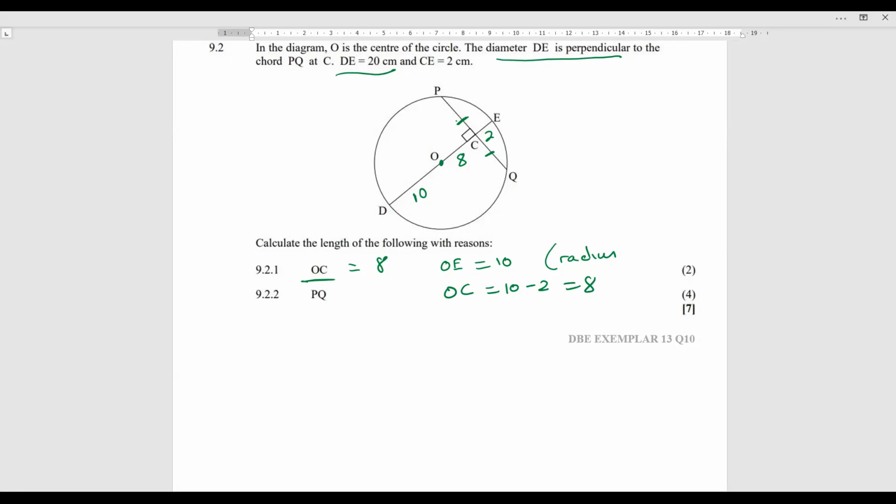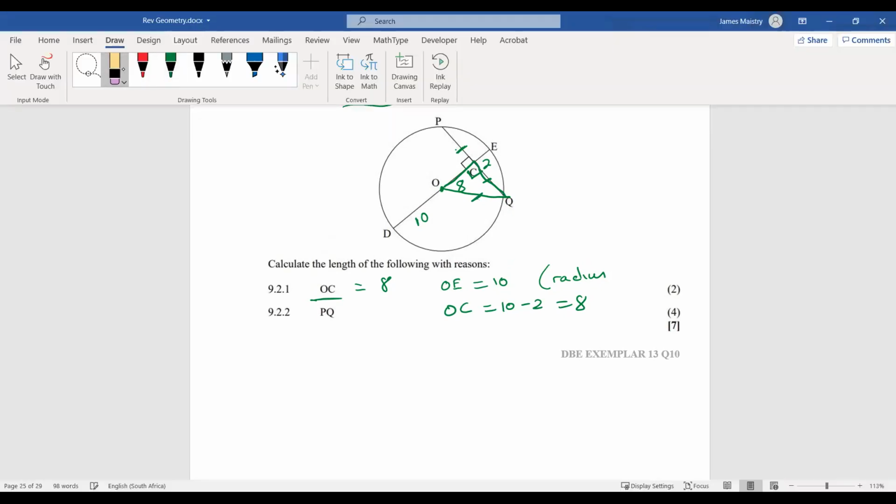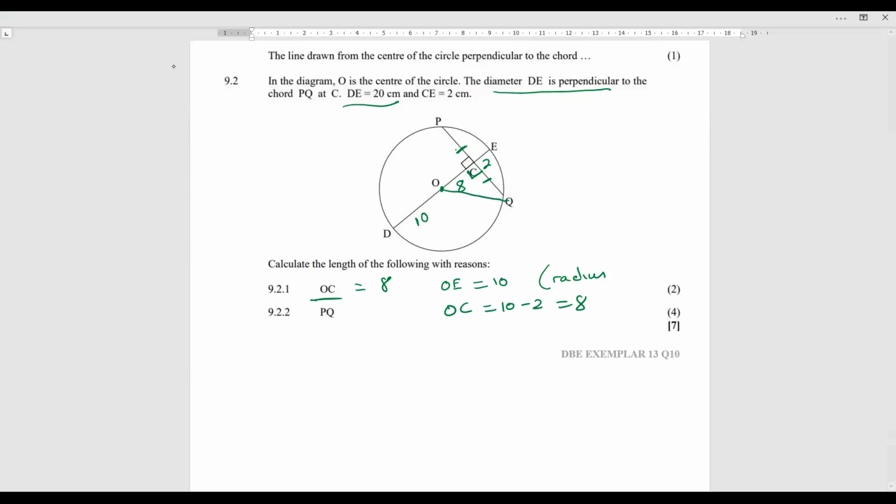Your next question is to find PQ. Now, to find PQ, we don't have any lengths there. So the trick here is to complete the triangle. If you complete a triangle, you've got a right angle triangle. Can you see that? Yes, sir. Now, how long is OQ? Let me draw that again. Can you see that it has to be 10? Would you agree with that? Yes, sir. Because DO is a radius 10, so OQ is also 10.